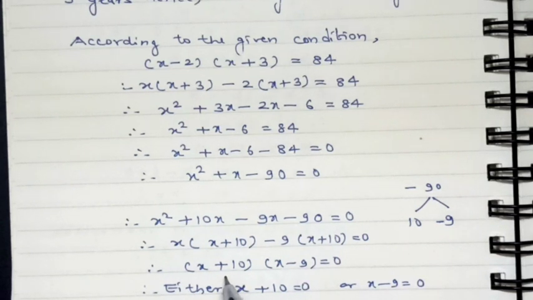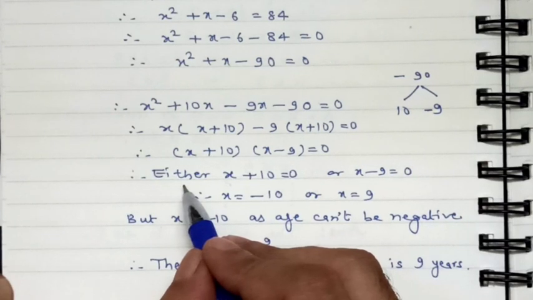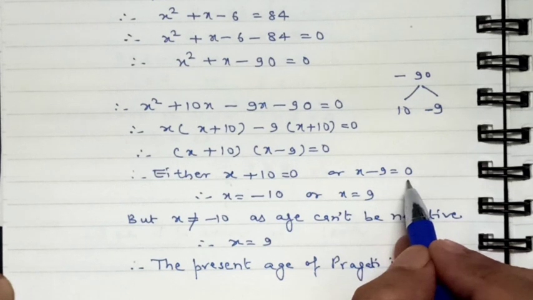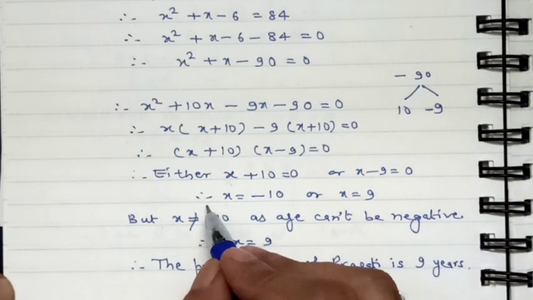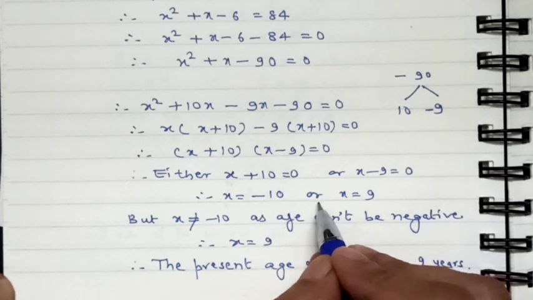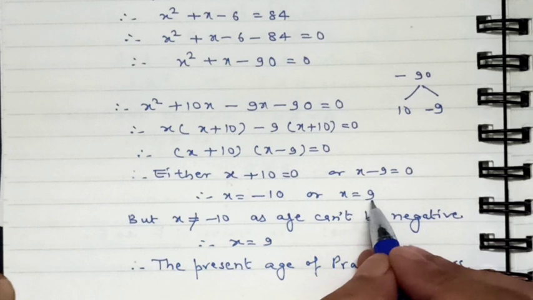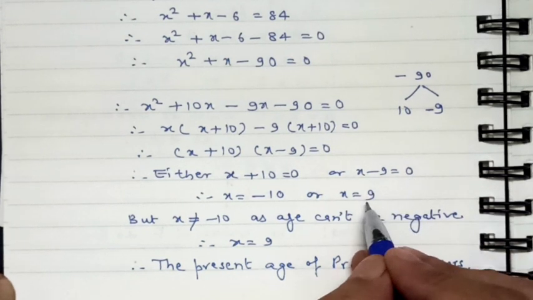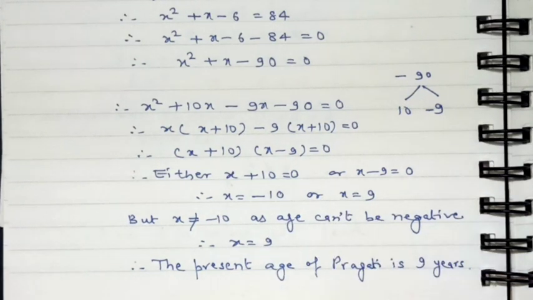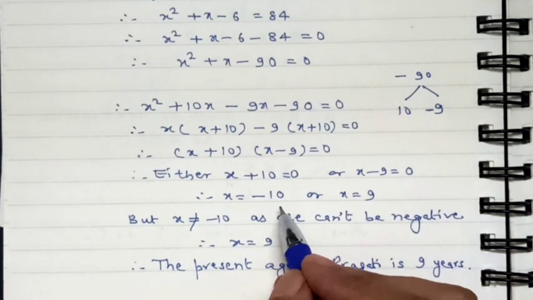Now you know that when AB is equal to 0, that means either A is equal to 0 or B is equal to 0. So you will be writing either x plus 10 is equal to 0 or x minus 9 is equal to 0. Simplify. You will be getting therefore x is equal to minus 10, because plus 10 comes this side and becomes minus 10, or x is equal to 9. Minus 9 comes this side and becomes 9. Therefore your x will be minus 10 or x is equal to 9. Look at this minus 10.